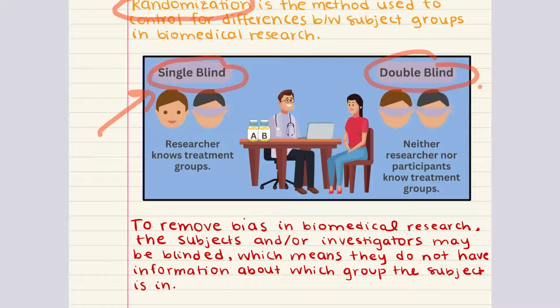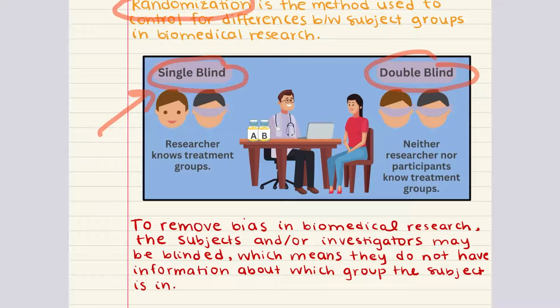In a double-blind study, neither the participants nor the researchers know who is in what group. So this additional layer helps reduce the potential for researcher bias, where expectations could unintentionally influence data collection or data interpretation. The final component for the experimental approach is data analysis.